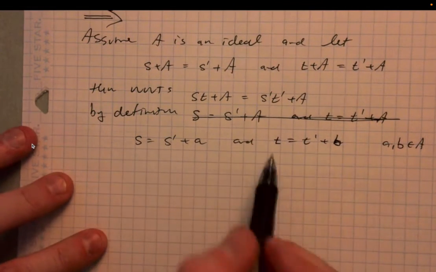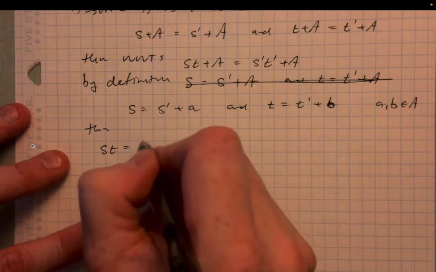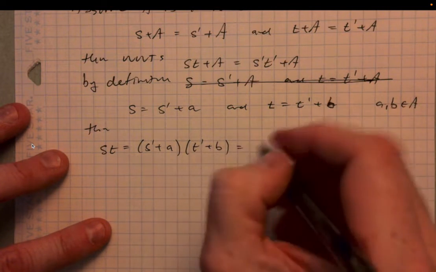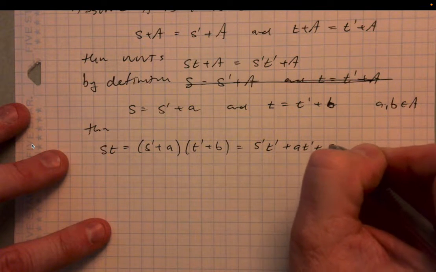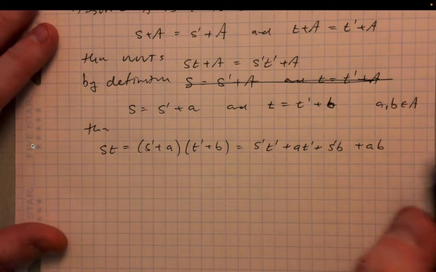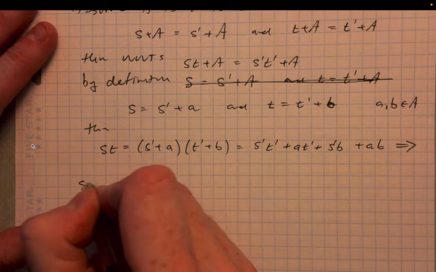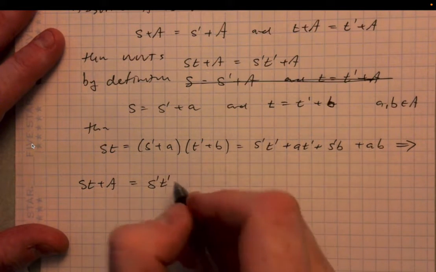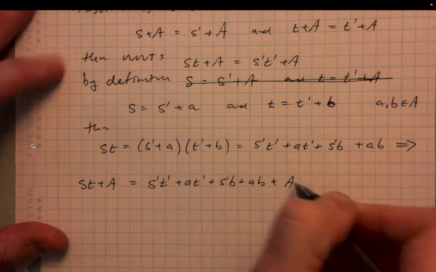And so what happens when we multiply S and T together? That's going to be S prime plus a and T prime plus b. And so what do I get? S prime T prime plus a T prime plus S prime b plus ab. That implies that ST plus A will be equal to this whole thing that we just multiplied together plus A as well, right?